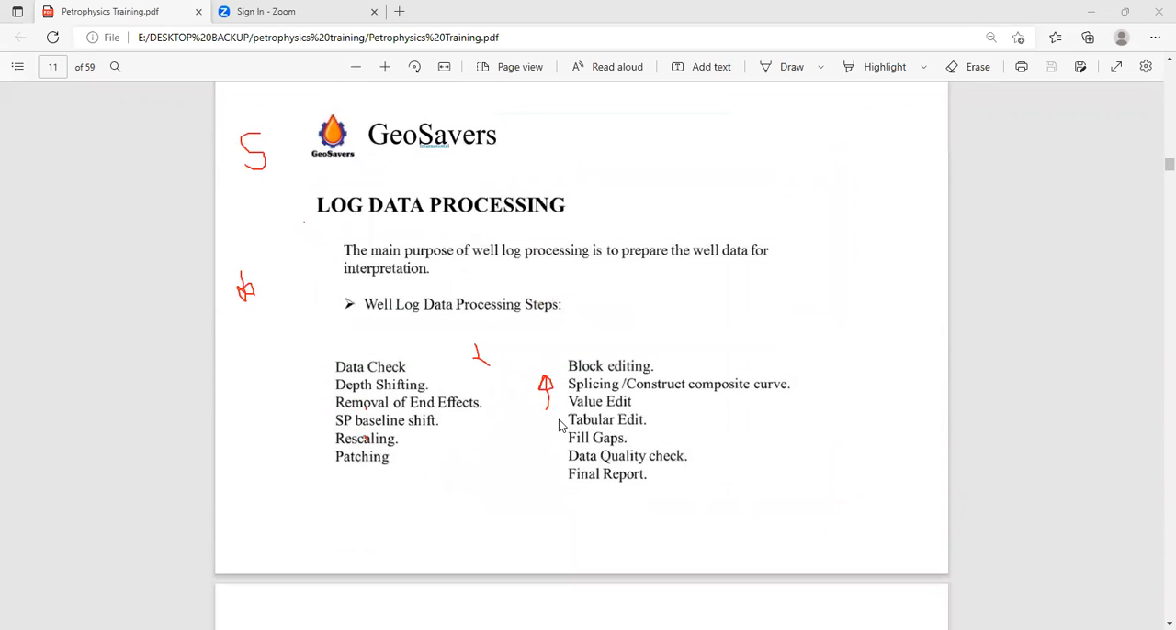Okay, after the measurement has been made, you now have processing that has to take place. Part of it is the data check, the depth shifting, the removal of end effects, SP baseline shifts, the rescaling, the patching, the block editing. Most of these things, the software will handle. The software will handle most of this processing, because you also cannot make good interpretation.